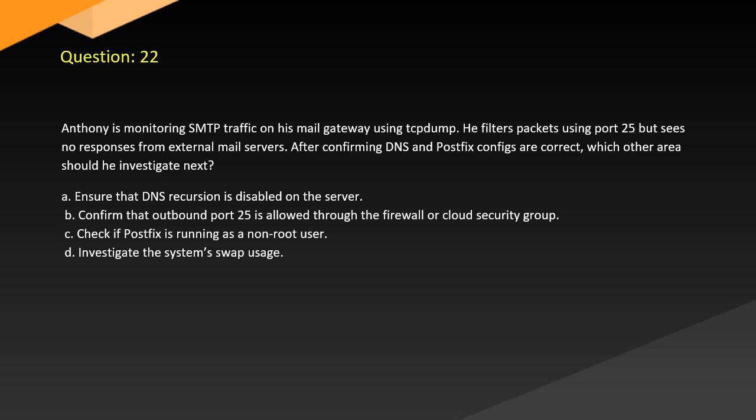Question 22. Anthony is monitoring SMTP traffic on his mail gateway using tcpdump. He filters packets using port 25 but sees no responses from external mail servers. After confirming DNS and Postfix configs are correct, which other areas should he investigate next? A. Ensure that DNS recursion is disabled on the server. B. Confirm that outbound port 25 is allowed through the firewall or cloud security group. C. Check if Postfix is running as a non-root user. D. Investigate the system swap usage.